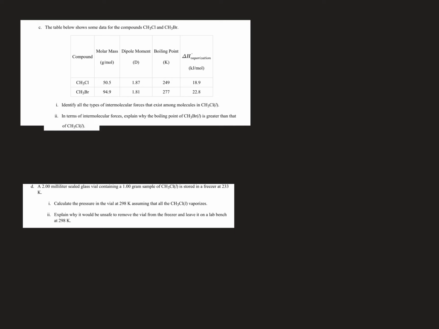But this question you can answer. So letter C, we have methyl chloride and methyl bromide. We're told we have the compound, the molar mass, the dipole moment, the boiling point, and the heat of vaporization, which is the amount of heat that's required to vaporize. So whether we're looking at evaporation or boiling, it's the amount of heat we have to put in to be able to do that.